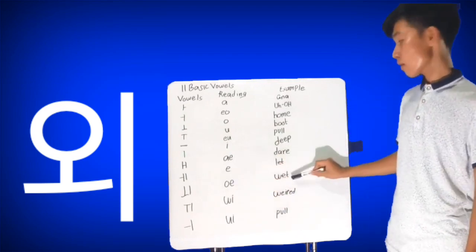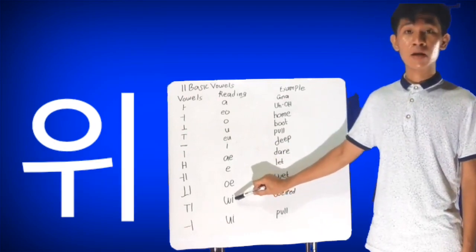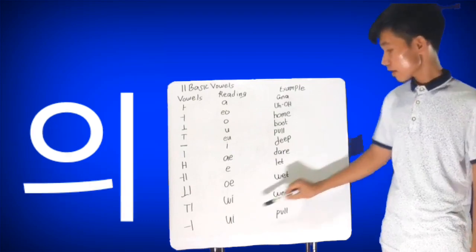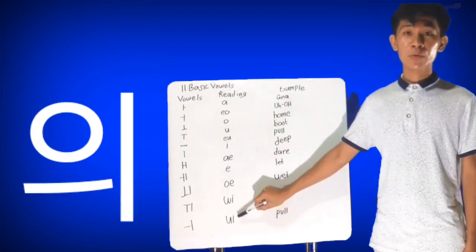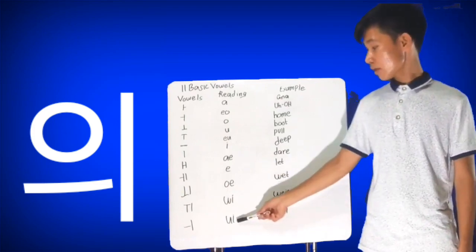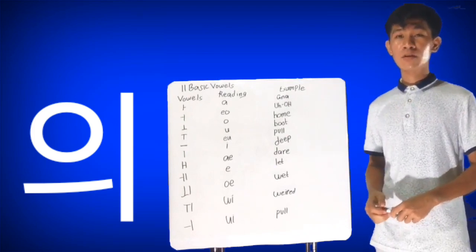We, as in wet. We, as in weird. And the last one, we, as in food, but make it fast. We, food. And now, let's proceed to the double vowels.